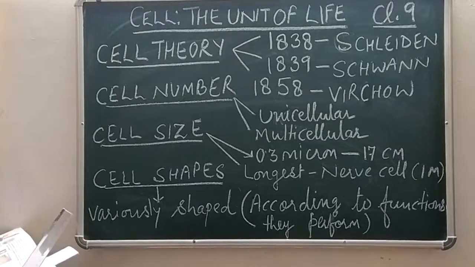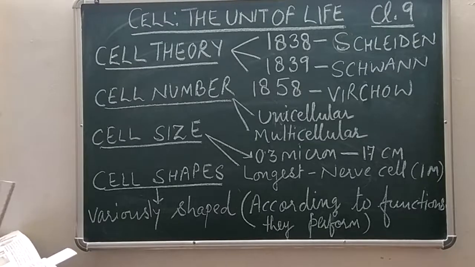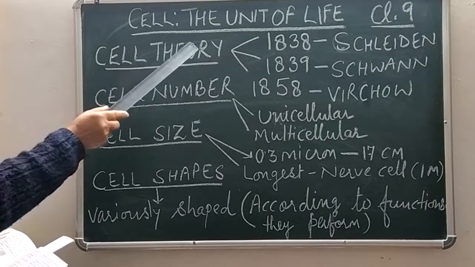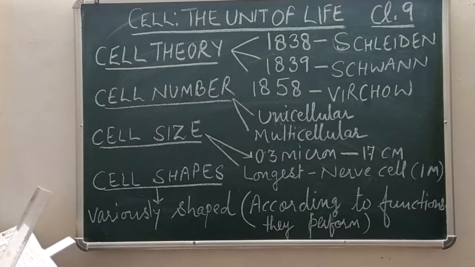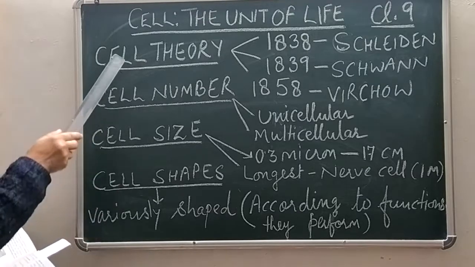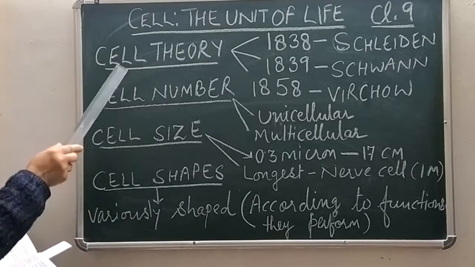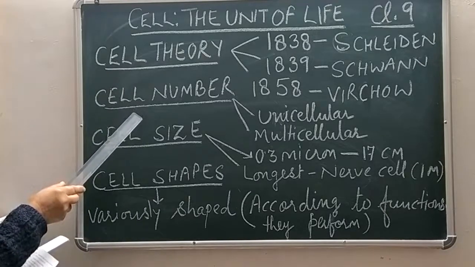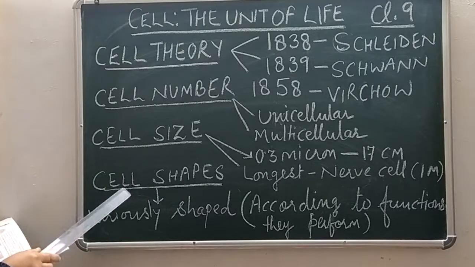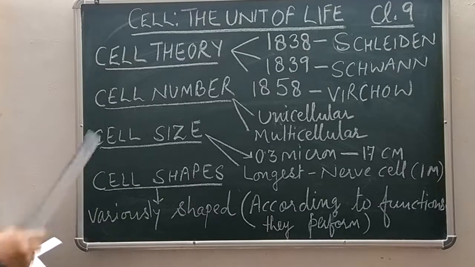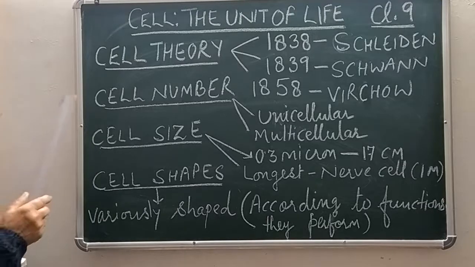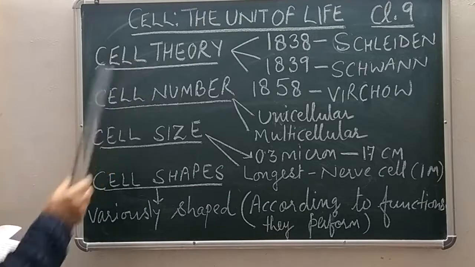Class 9. This video is in continuation with my previous videos about the chapter Cell, the Unit of Life. In my previous videos, I told you about the discovery of cell and invention of microscope. Today I am explaining these points: cell theory, cell number, cell size, cell shapes. One by one I will be explaining all these points. First will be cell theory.